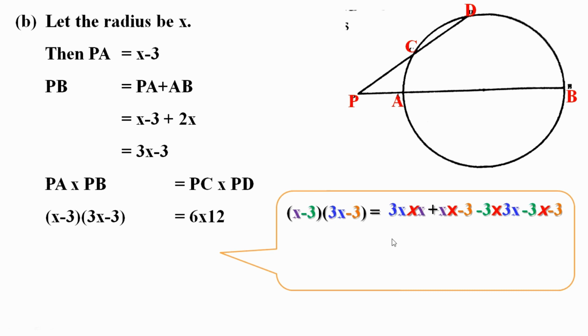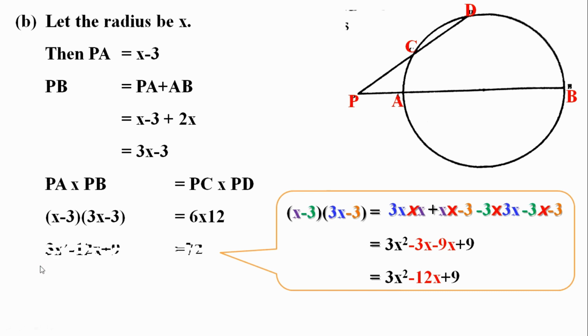Now 3x into x is 3x square, x into minus 3 is minus 3x, minus 3 into 3x is minus 9x, minus 3 into minus 3 is plus 9. Now minus 3x minus 9x equal to minus 12x. So we can write it as 3x square minus 12x plus 9. So we can see 3x square minus 12x plus 9 equal to 72.